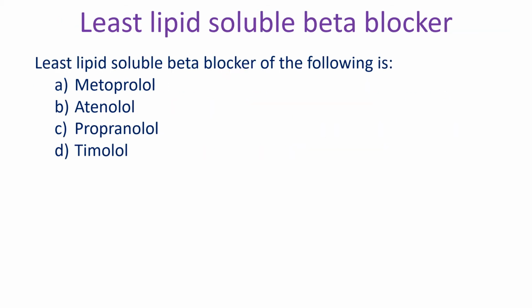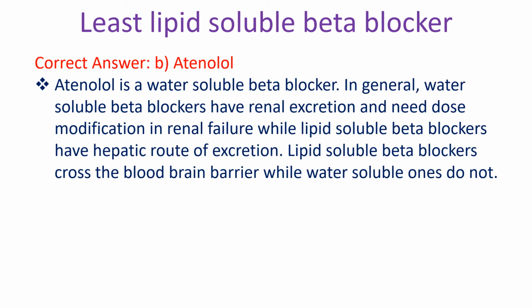Least lipid soluble beta blocker of the following is: A. Metoprolol, B. Atenolol, C. Propranolol, D. Timolol. Correct answer B. Atenolol. Atenolol is a water-soluble beta blocker. In general, water-soluble beta blockers have renal excretion and need dose modification in renal failure, while lipid-soluble beta blockers have hepatic route of excretion. Lipid-soluble beta blockers cross the blood-brain barrier, while water-soluble ones do not.